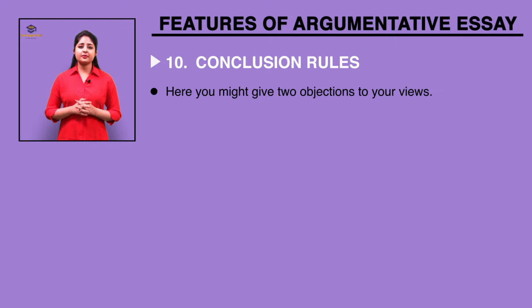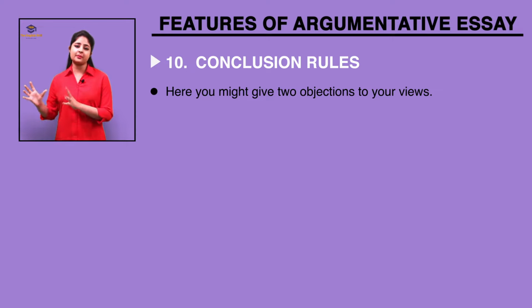However, you need to provide very, very strong arguments, examples, illustrations to absolutely nullify these objections. Maximum 2 points of objections. Do not forget that. Do not write more than 2 points of objections, because just like your introduction, the conclusion also has to be brief and precise.